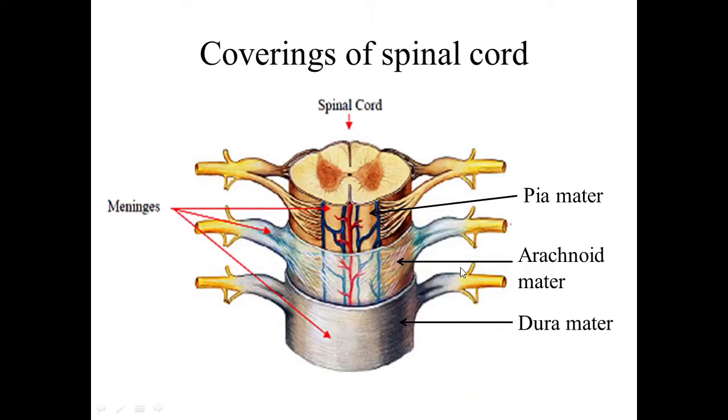Now what are the coverings of the spinal cord? The spinal cord is covered by three meninges. The outermost is the dura mater, then deep to the dura mater there is the arachnoid mater, and the innermost is the pia mater. In the spinal cord, the dura mater consists of only the meningeal layer.